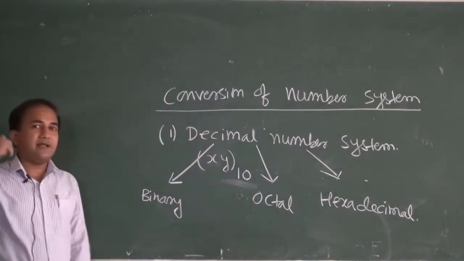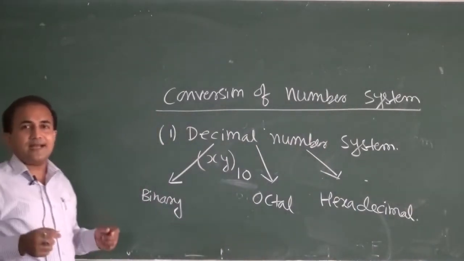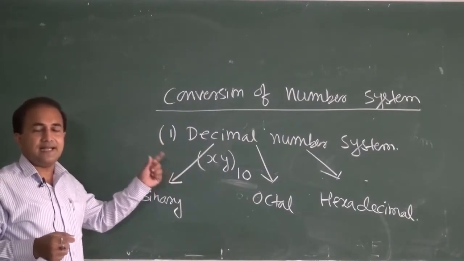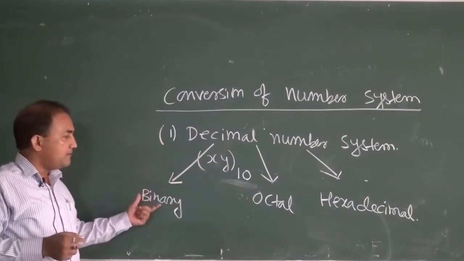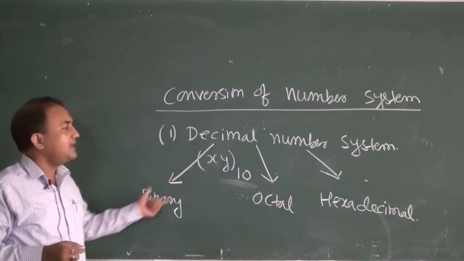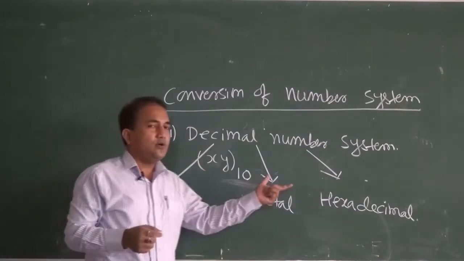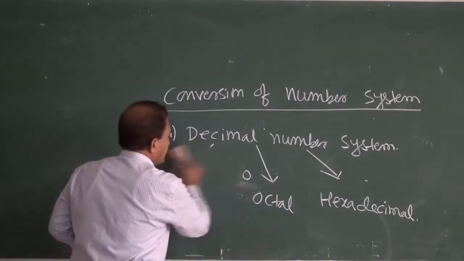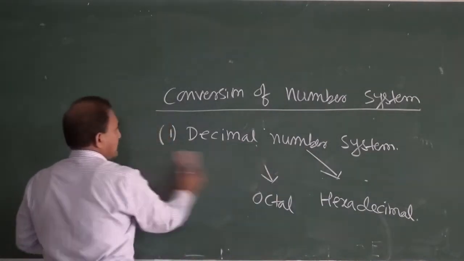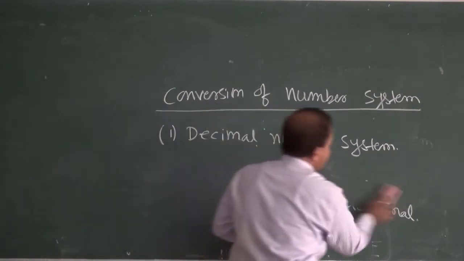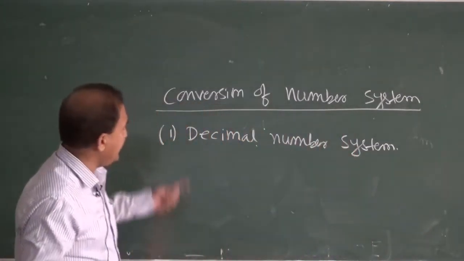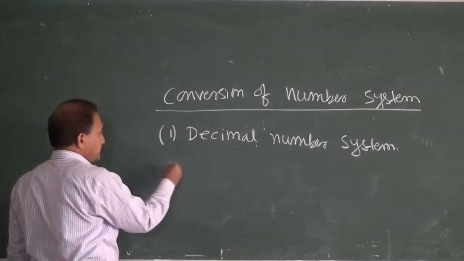There are certain methods by which you can convert a number given in decimal to binary, to octal, and to hexadecimal. So you have to write down the steps. First you will see how any number which is given in the decimal number system is converted.